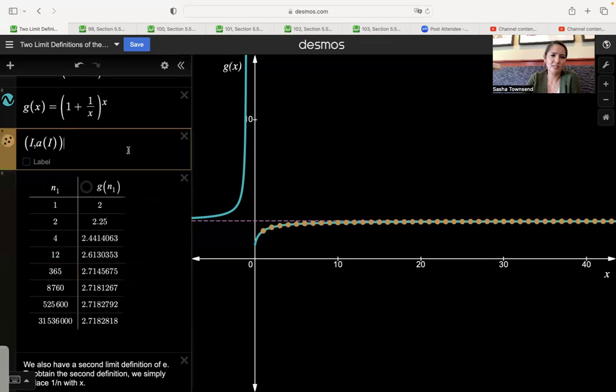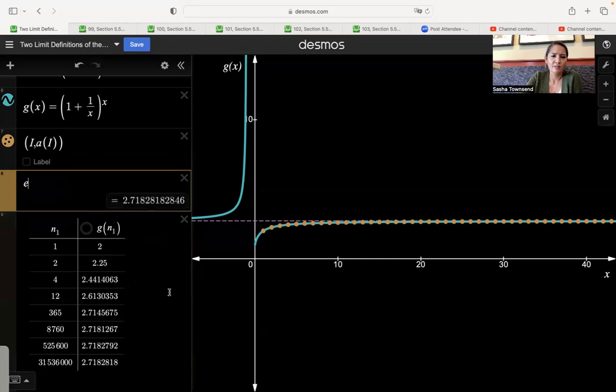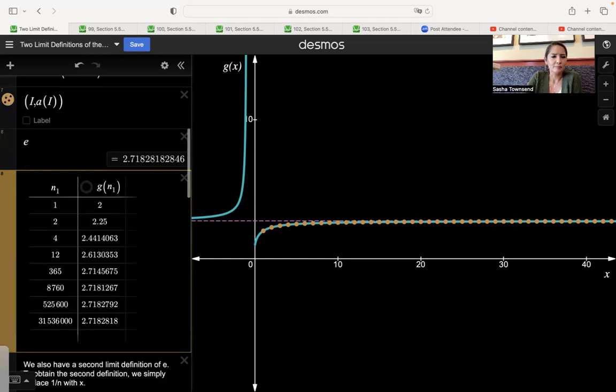And if we compare that to the decimal approximation of e, we see that the value of g agrees with the value of e given by Desmos. The value of g in this table only goes out to the 7th decimal place, and out to the 7th decimal place when we evaluate that function at n equals 31,536,000, we have this as our value. So we can see that we're getting closer and closer to e.